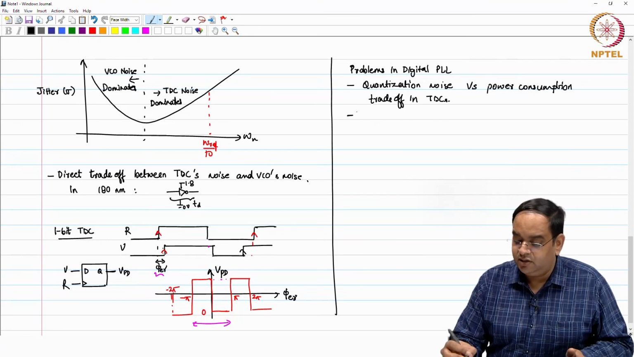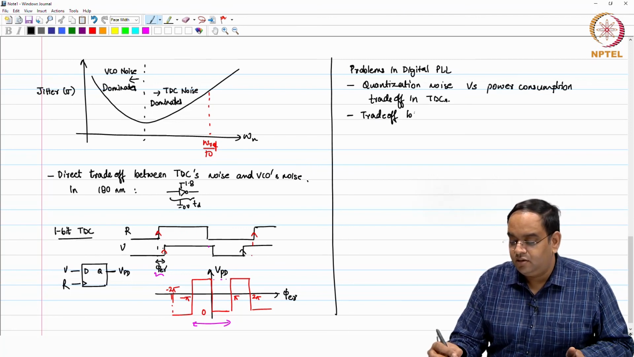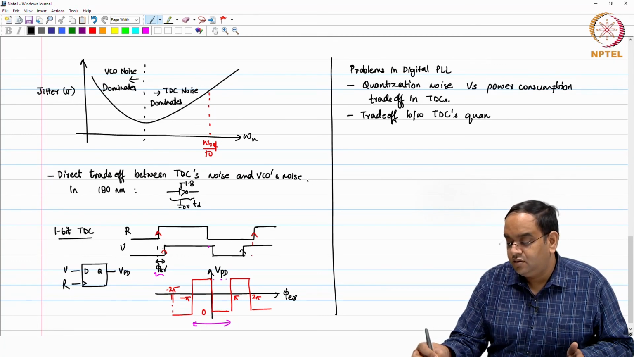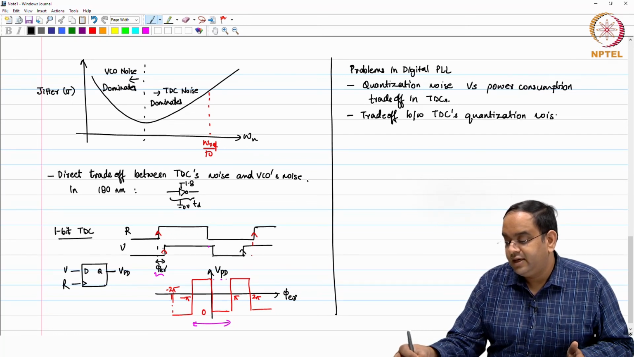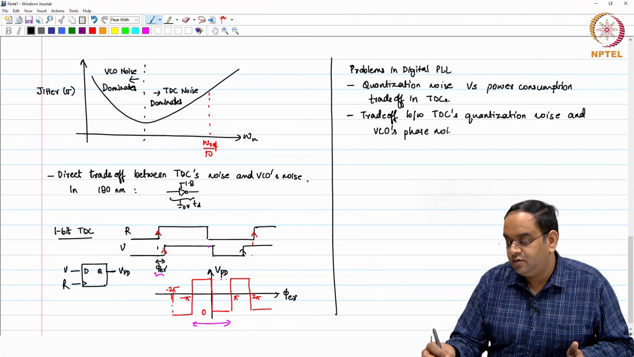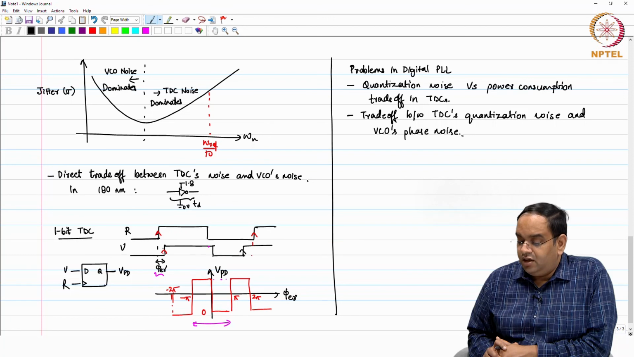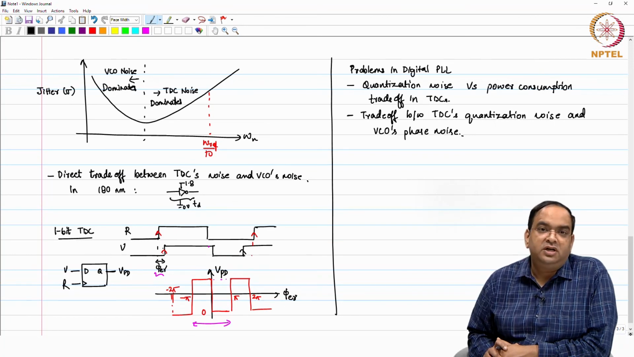The other one is the trade off between TDC's quantization noise and VCO's phase noise. These are the two problems which we have. Now, in the presence of these problems, we need to look at what we are going to do next. Okay. Thank you.